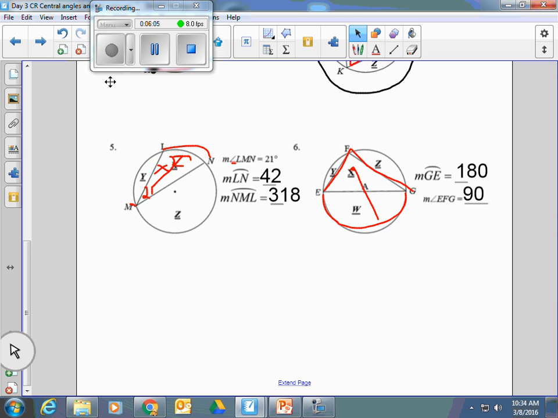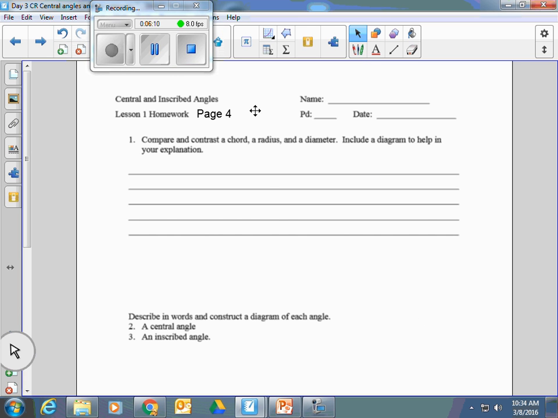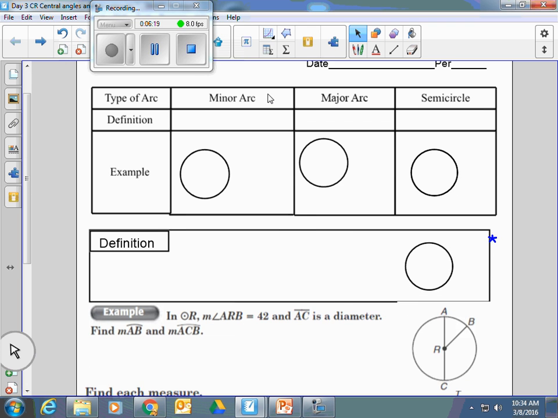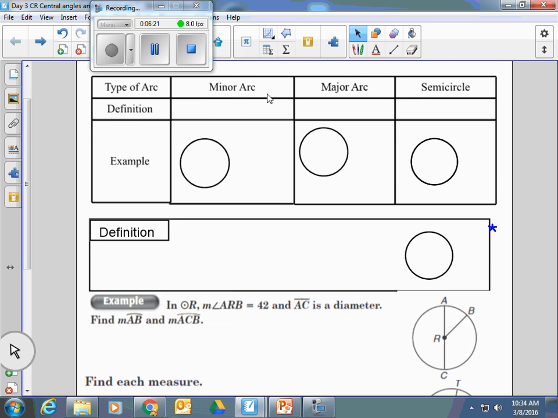Okay? Good. All right, the back page right here, this is part of your homework. Don't forget about that back page being part of your homework. So let's go back to the front part, talk about some notes. Somebody remind me, what is a minor arc? Less than 180 degrees. Very good. Less than 180 degrees.